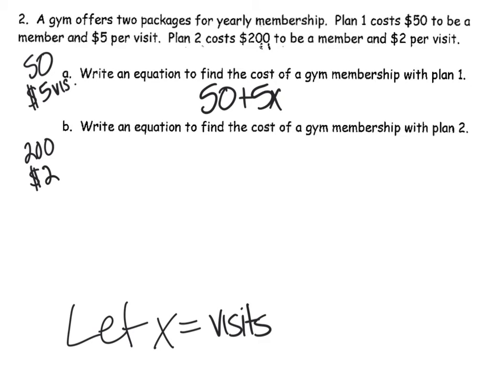Okay, part B. Write an equation to find the cost with Plan 2. 200 plus 2x. Oh, look at that. So many of you know the answer. Perfect. Okay, so I had $200. That's a lot of money to give up front. But $2 a visit is super cheap. So now we've got to figure out.